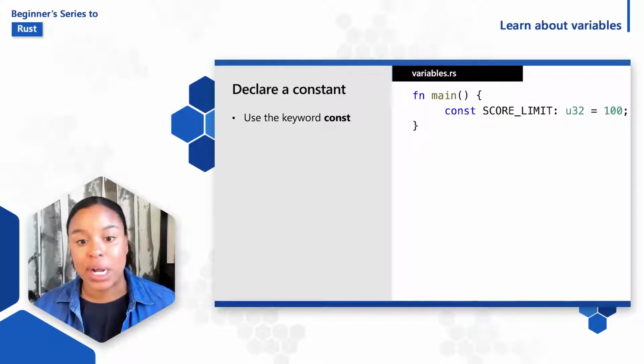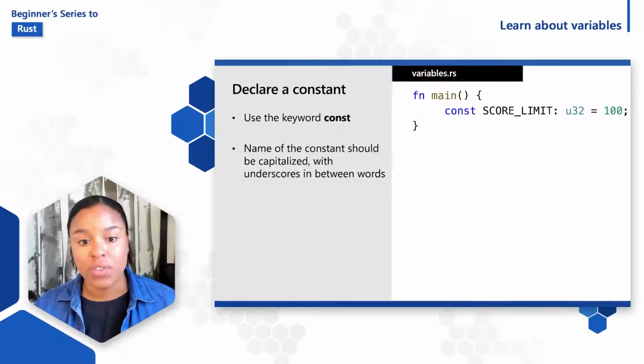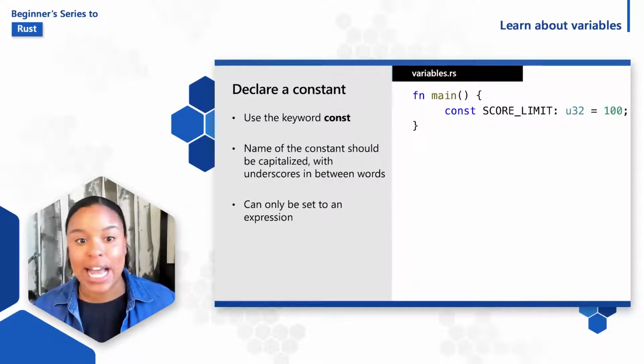An example of declaring a constant looks like this. Here I have a const named SCORE_LIMIT with the type u32, which is an unsigned 32-bit integer, and the value of that is 100. Note that the convention for constants is to use all capital letters for the name and have underscores in between the words. Constants can only be set to a constant expression, not the result of a function call or anything else with a value that is computed at program runtime. Constants are valid for the entire time a program runs within the scope they were declared in.